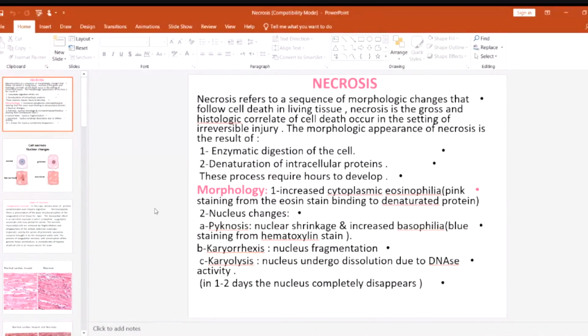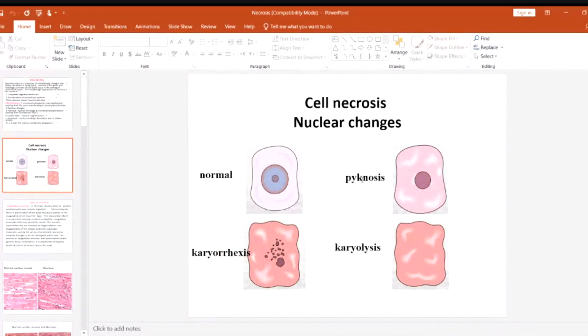What about the nucleus? As I said, the nucleus will pass through 3 steps. Number 1, pyknosis, shrinkage of the nuclear material. Number 2, karyorrhexis, fragmentation of the nuclear material. Step number 3, karyolysis, complete disappearance of the nuclear material. So, enumerate the steps of nuclear change in necrosis: pyknosis, karyorrhexis, karyolysis. This is very important, cytoplasmic change or nuclear change.